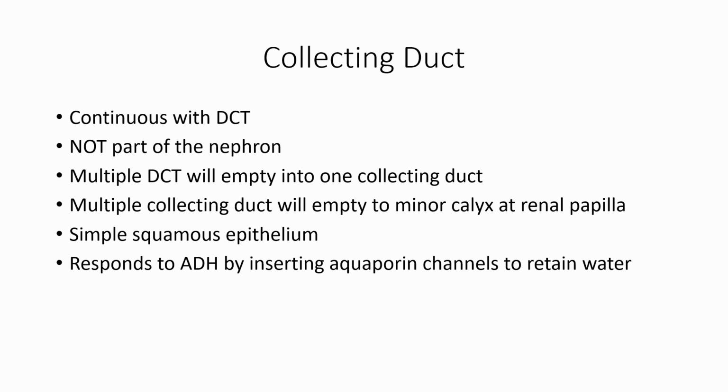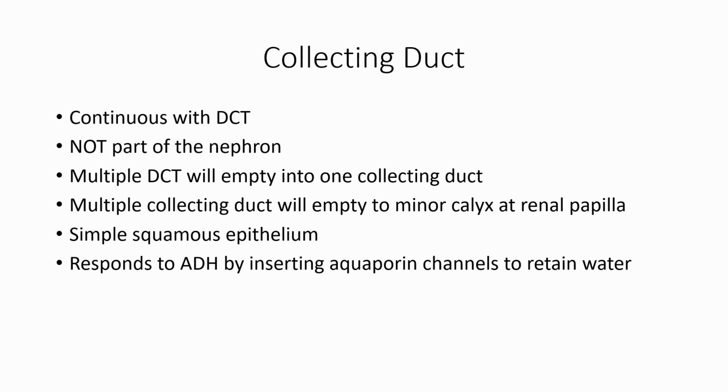And then the collecting duct, this is going to continue on from the distal convoluted tubule. It's not technically part of the nephron. This is where multiple nephrons will link up to basically drain the urine that's been formed from the nephron. So multiple distal convoluted tubules, meaning multiple nephrons, will empty into one single collecting duct, and then multiple collecting ducts will empty into a minor calyx, multiple minor calyces into the major calyx, and then multiple major calyces into the renal pelvis, and then the ureter. The collecting duct is simple squamous epithelium.